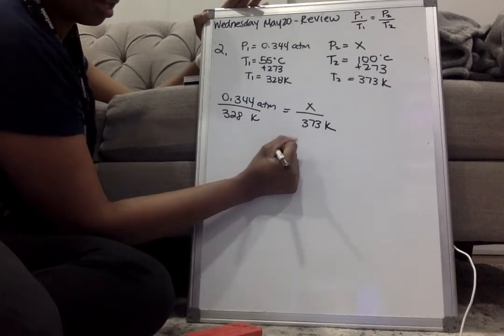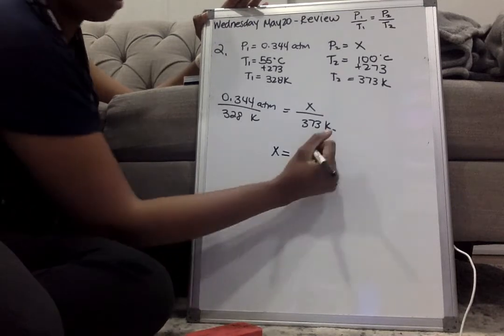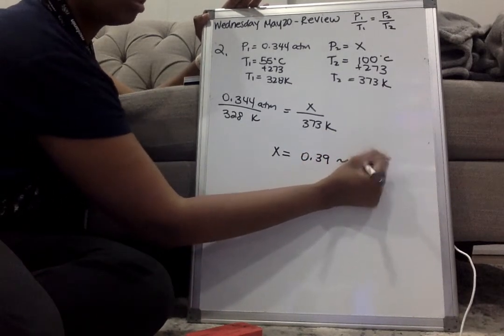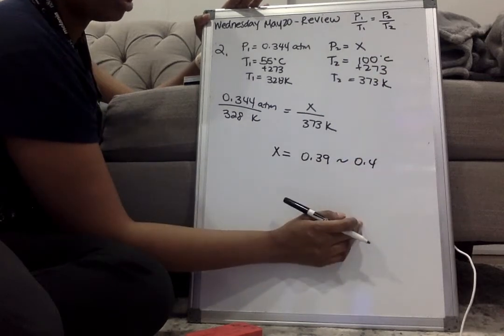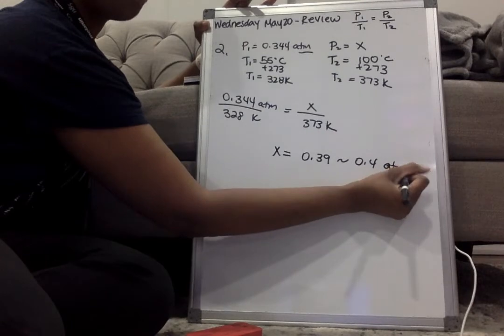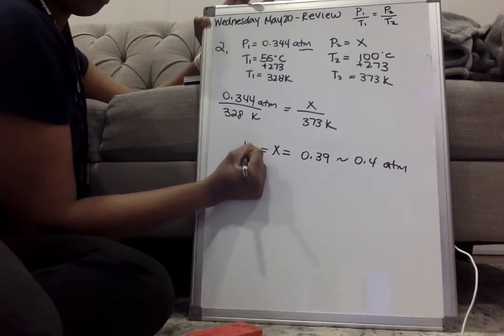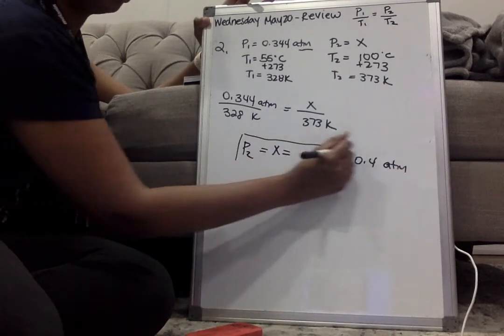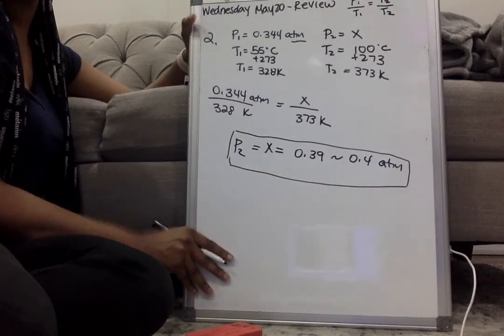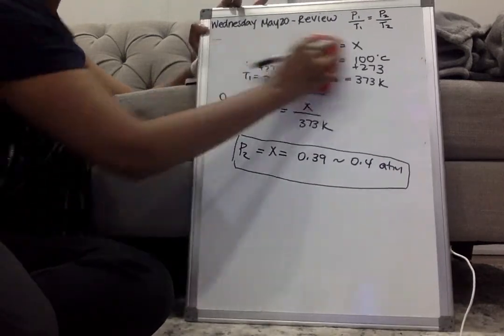Cross multiply, and then you will find that X is equal to 0.39. You could round that to 0.4 if you want. Don't forget your units. We're solving for pressure, and the pressure was in the units of atmospheres. Okay, so that's number 2. Moving on to number 3.